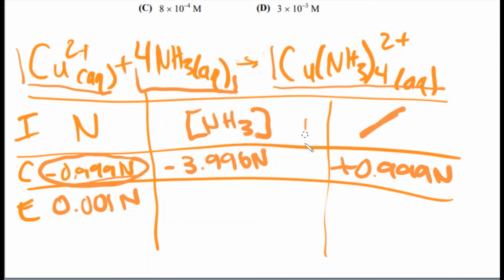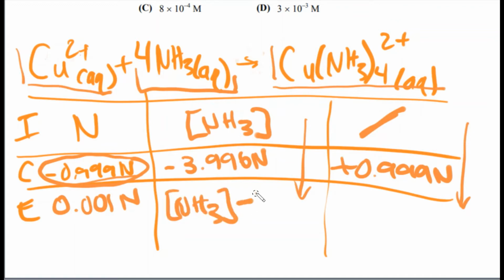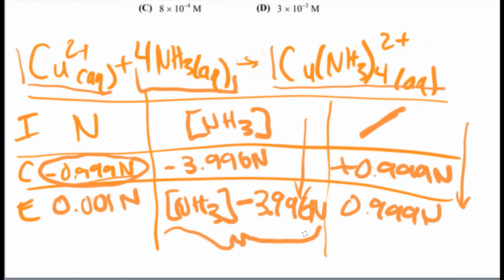Now let's just go down and find our equilibrium expressions for each of the concentrations. So we get the concentration of NH3 minus 3.996 N, and let me make the size smaller so that it's easier to write with. So this will be 0.999 N, and note that everything that's within here is known as the free ammonia concentration. So this is what we're trying to calculate essentially. So don't forget that when we're doing this question.